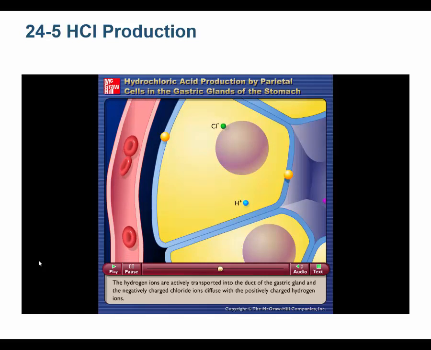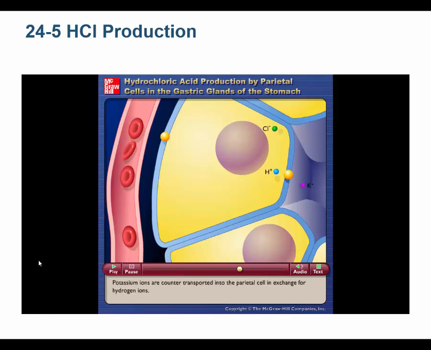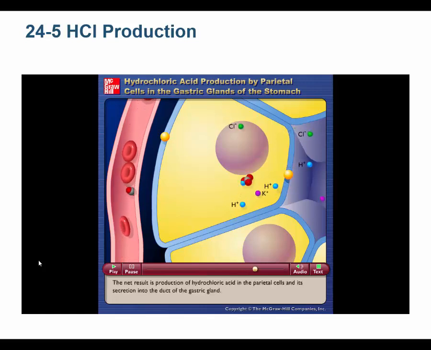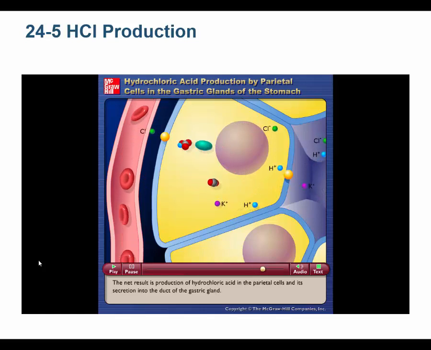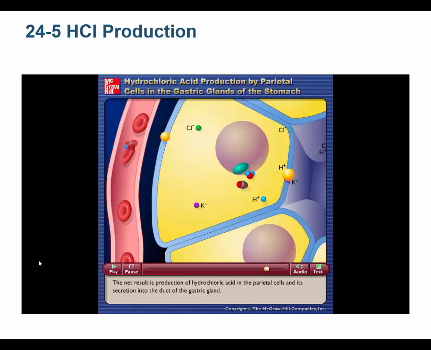The hydrogen ions are actively transported into the duct of the gastric gland, and the negatively charged chloride ions diffuse with the positively charged hydrogen ions. Potassium ions are counter-transported into the parietal cell in exchange for hydrogen ions. The net result is production of hydrochloric acid in the parietal cells and its secretion into the duct of the gastric gland.